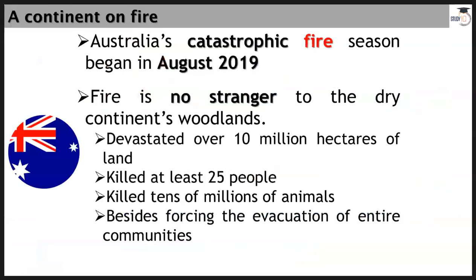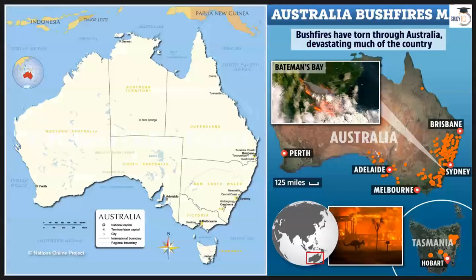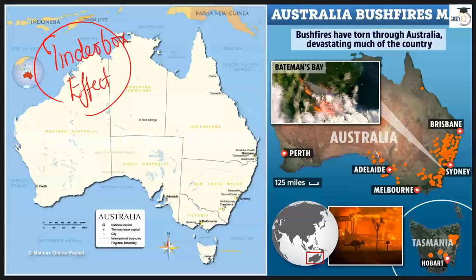So let's talk about Australia for the second time. Earlier on as well, we have talked about Australia, we talked about Indian Ocean Dipole, we have talked about how it will affect the people of Australia and other things. Today, I will start with a thing called tinderbox effect. Let me write it down here. It's called tinderbox effect. Now, how it works or what exactly it is.